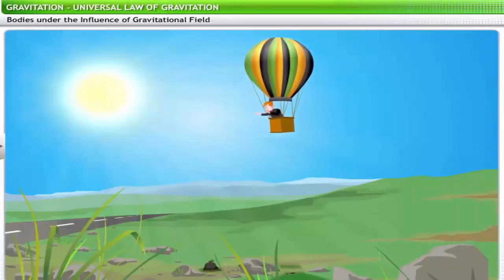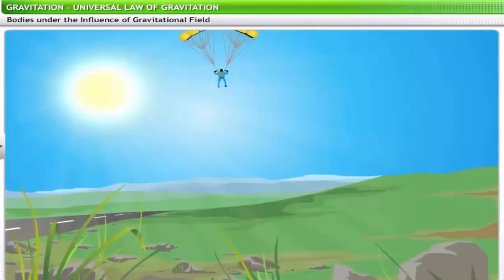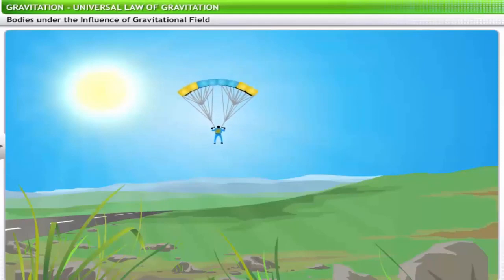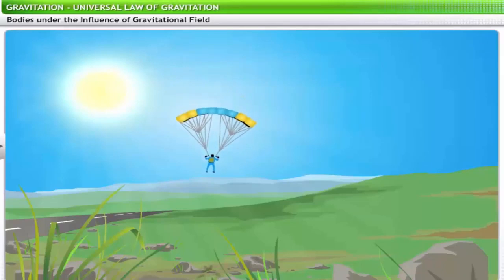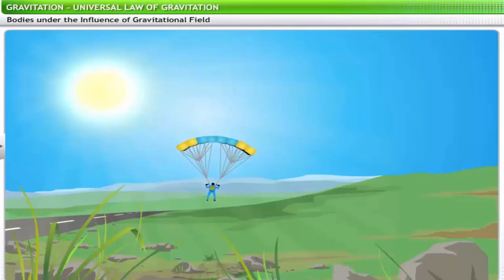However, a parachutist descending from an aircraft is not in free fall, since he uses the parachute to counter the gravitational force of Earth. A freely falling body is always under the influence of the gravitational field of the Earth. But not all the bodies under the influence of the gravitational field of the Earth are freely falling bodies.